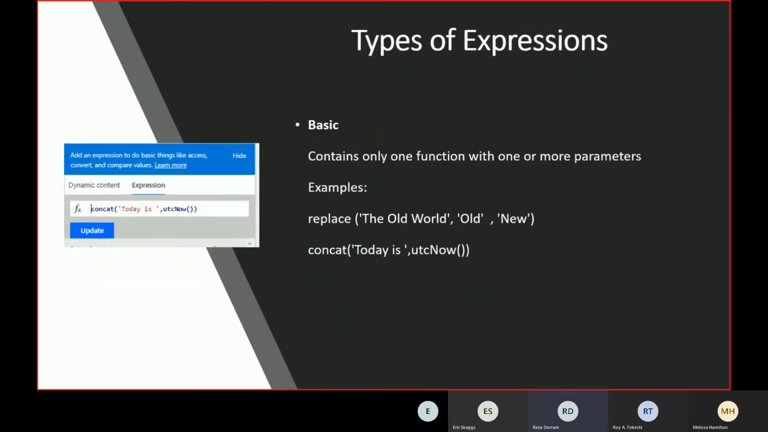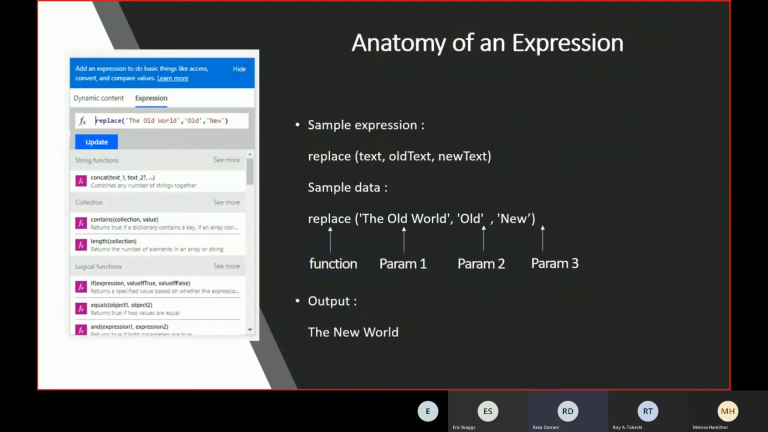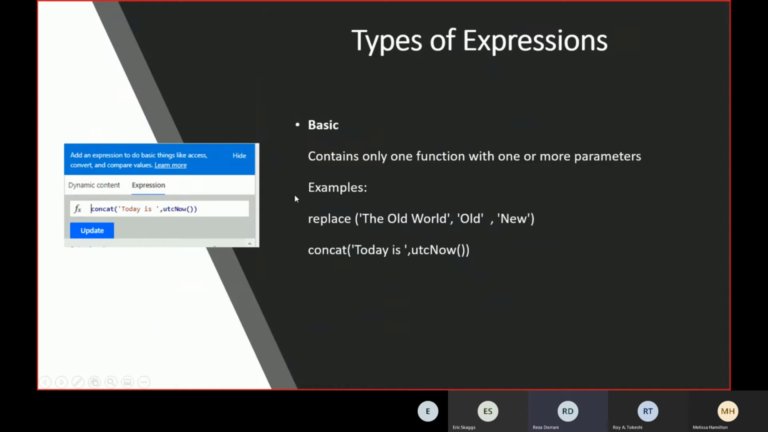The next one, we're going to talk about the different types of expressions in Microsoft Flow. The first type of expression is a basic expression, an expression which only contains one function with one or more parameters associated with it. One of the examples was the previous slide. We spoke about the replace function. That's a classic example of a basic expression. Why? Because I'm using one function, which is called replace, in which I am passing different parameters.